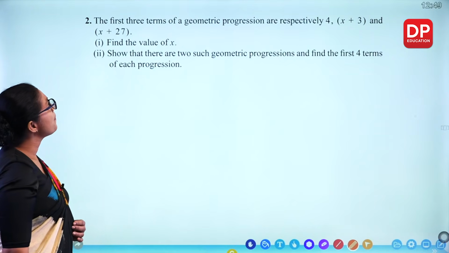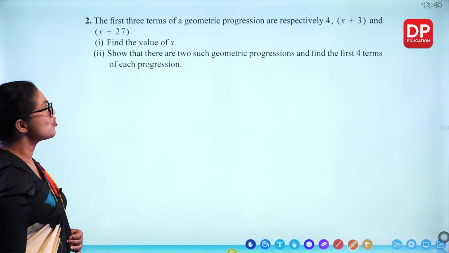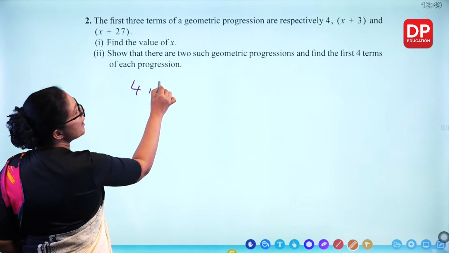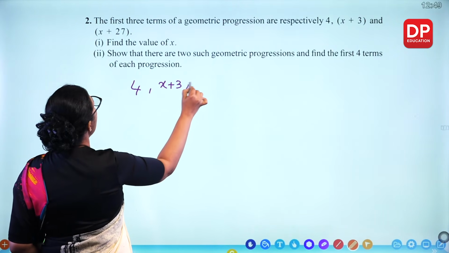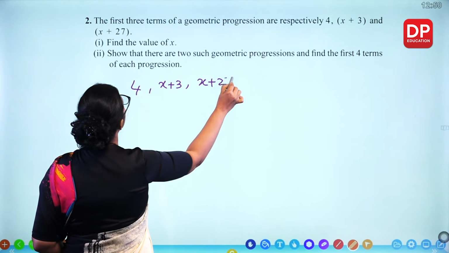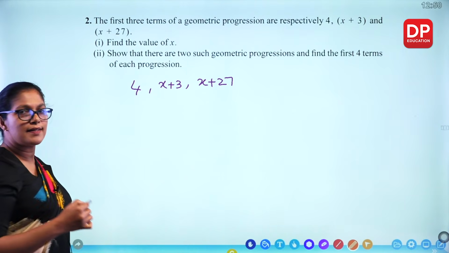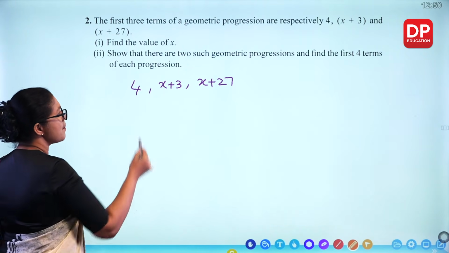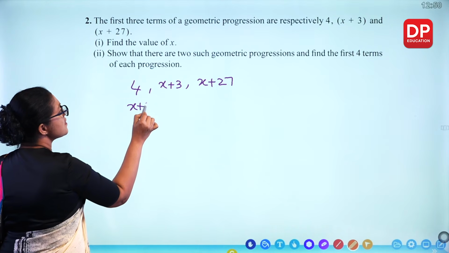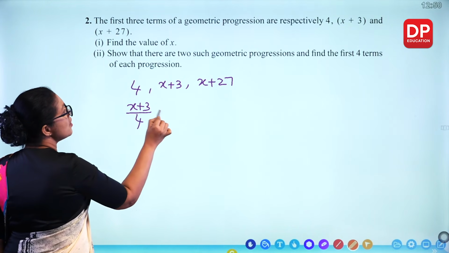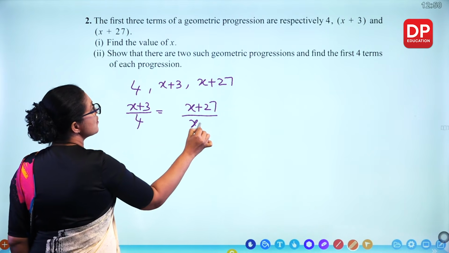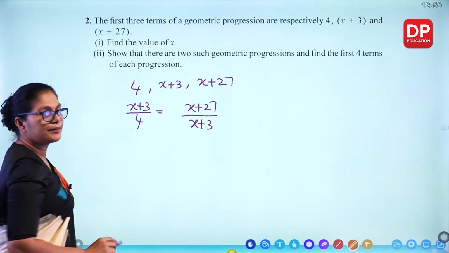Question number 2. The first 3 terms of a geometric progression are 4, x plus 3 and x plus 27. Find the value of x. This is a geometric progression, so the ratios are the same. If you take x plus 3 and 4, that's the ratio. If you take this one, this is the ratio. The ratios are equal.